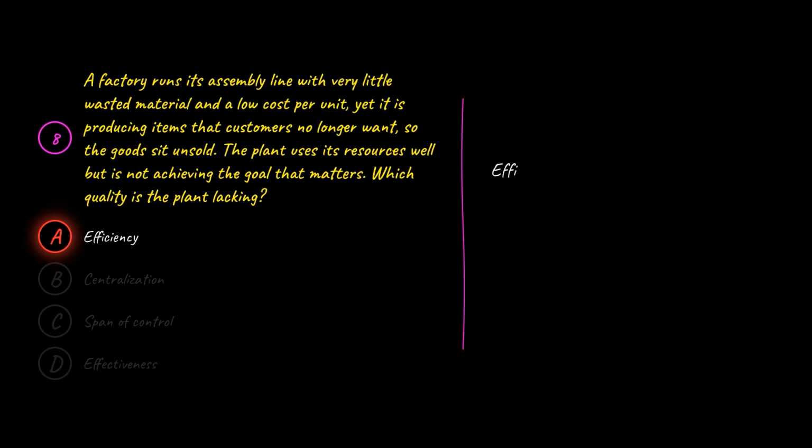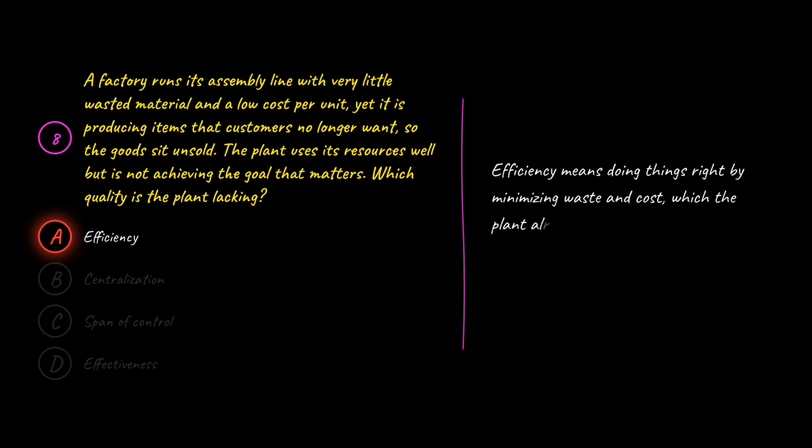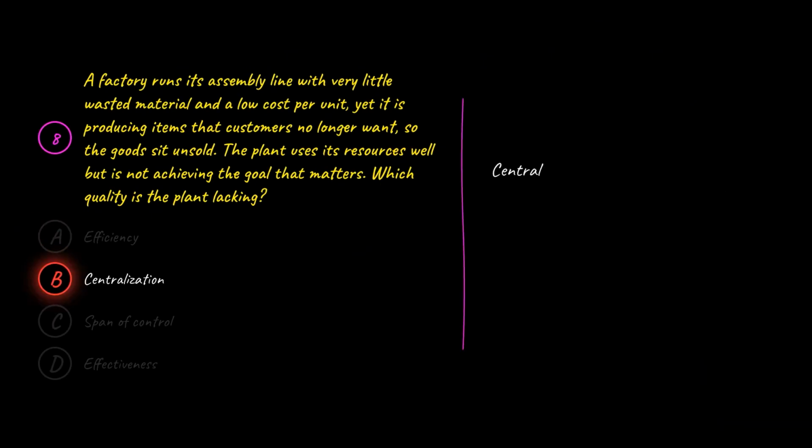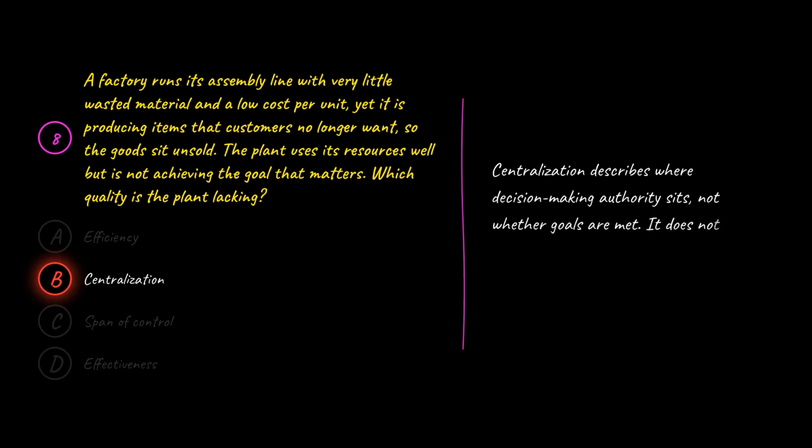A is wrong because efficiency means doing things right by minimizing waste and cost, which the plant already does well. The problem is not its use of resources, but its choice of what to produce. B is wrong because centralization describes where decision-making authority sits, not where the goals are met. It does not address the mismatch between what the plant makes and what customers want.